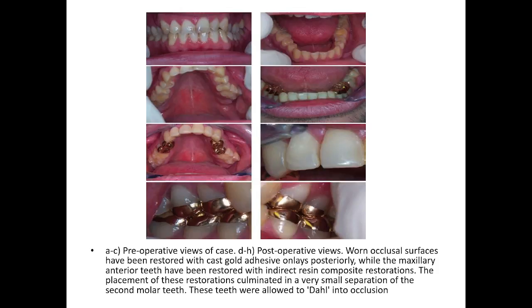We can see the worn occlusal surfaces have been restored with cast gold adhesive onlays posteriorly, while the maxillary anterior teeth have been restored with indirect resin composite restoration. The placement of this restoration culminated in a very small separation of the second molar teeth. These teeth were allowed to come into occlusion.